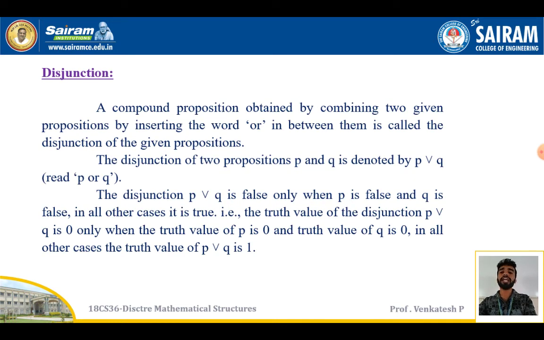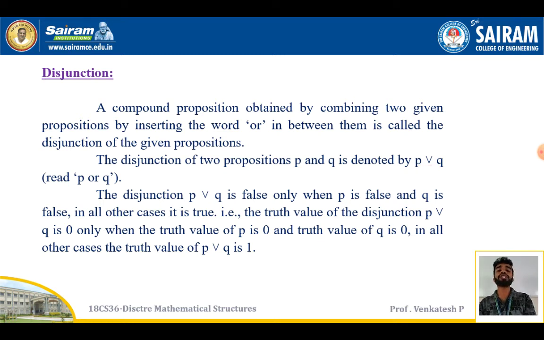So next is disjunction. A compound proposition obtained by combining two given propositions by inserting the word "or" in between them will be called as a disjunction of the given propositions. For example, I am going to consider two propositions P and Q. I am going to insert the word "or" in between them. So the disjunction of two propositions P and Q is denoted by the symbol P ∨ Q, which can be read as P or Q.